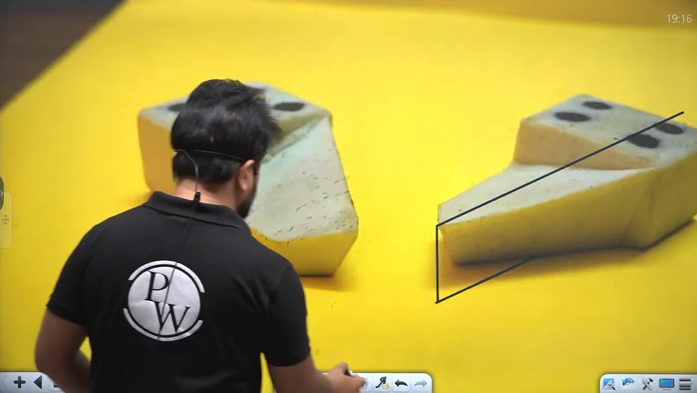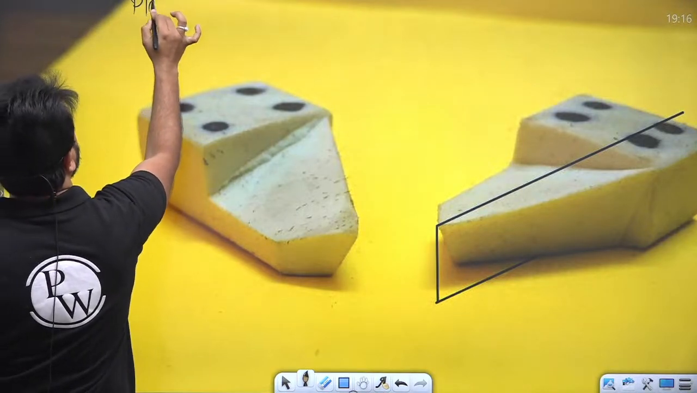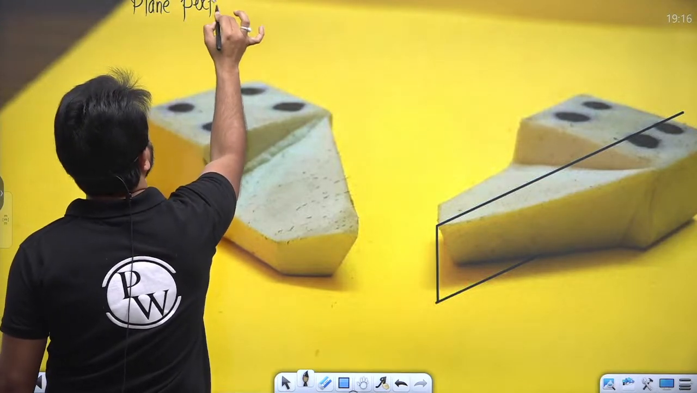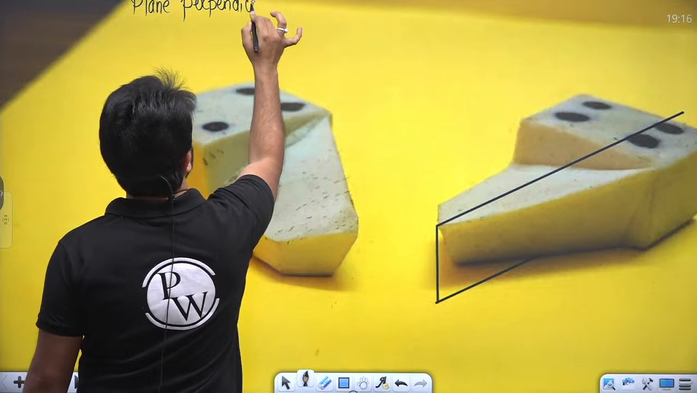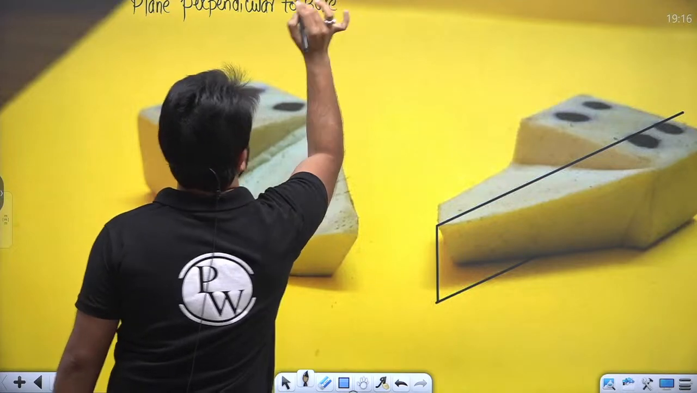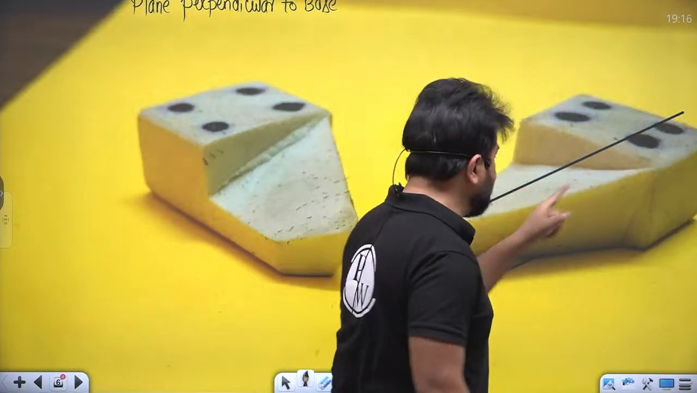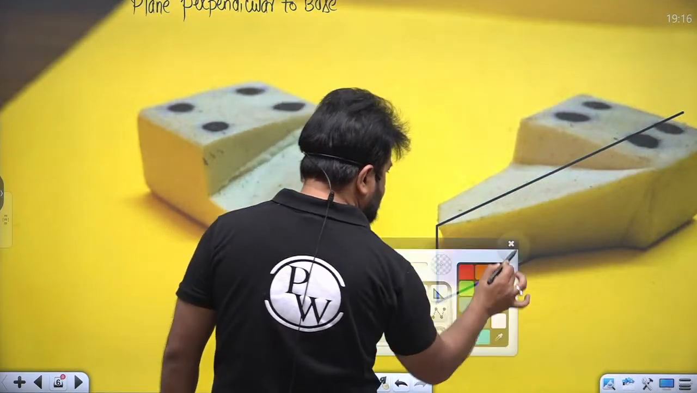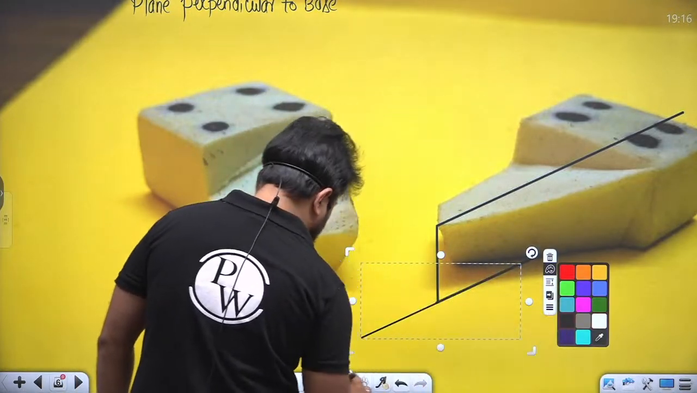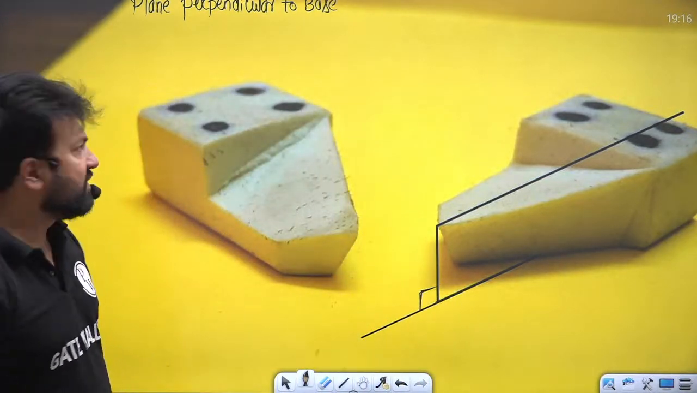The first plane which I'm drawing here is a plane perpendicular to base, and perpendicular to base C. This is a plane. Are you able to see? As you can see, this plane is basically perpendicular to base, right?